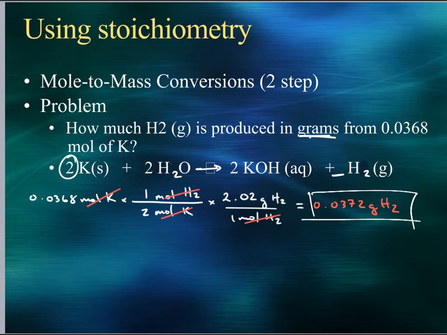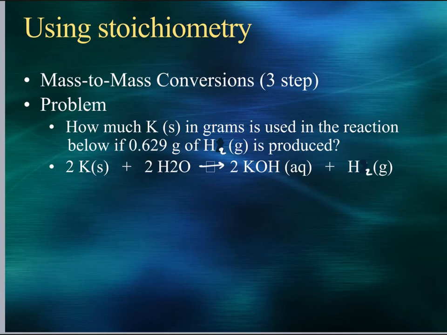We call this a 2-step problem because how many steps did we have to do along the way? 2, right? Okay, so before we only had to do the mole ratio one in my last example. This one, 2-step, and then we'll do one example of a 3-step one. Okay, here we have a 3-step problem, mass to mass conversion. How much potassium in grams is used in the reaction below if 0.629 grams of H2 gas is produced?